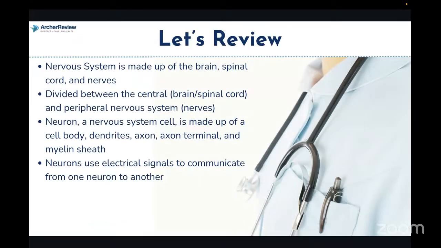Let's review the nervous system. The nervous system is made up of the brain, spinal cord, and nerves. It's divided between the central nervous system, which is composed of the brain and the spinal cord, and then the peripheral nervous system, which is going to be those branching nerves. A neuron, which is a nervous system cell, is made up of a cell body, dendrites, an axon, the axon terminal, and the myelin sheath, which surrounds and protects that axon. And neurons use electrical signals to communicate from one neuron to another.